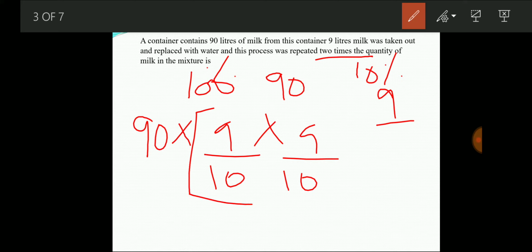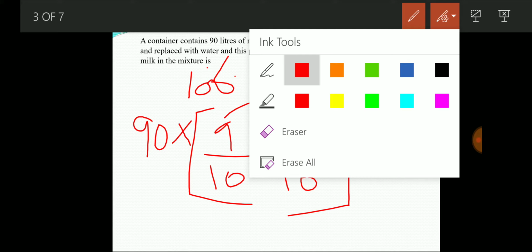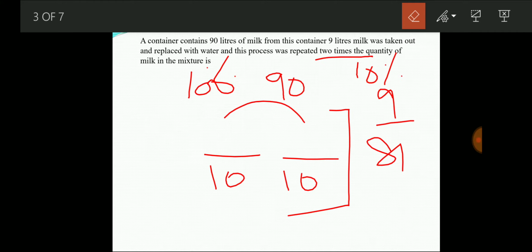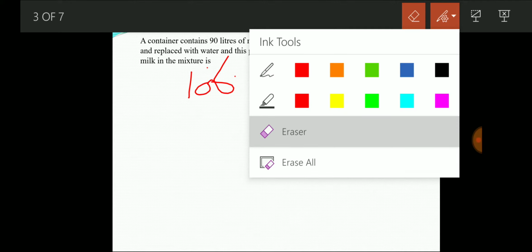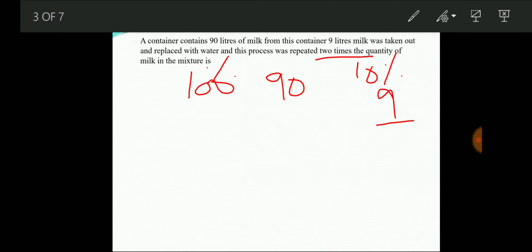So this becomes more of a square. 9 squared is 81. So 81 by 100. What I'm trying to tell you here is, 100% is 90, what we know, and we know 10% gets reduced twice. So we can say 9 into 9 is 81, divided by 10 into 10, which is nothing but 81 by 100, which means 81% of the content out of 100% is staying back with us.